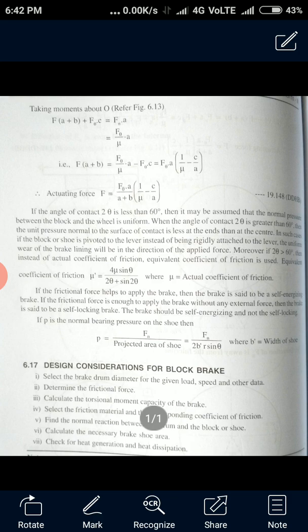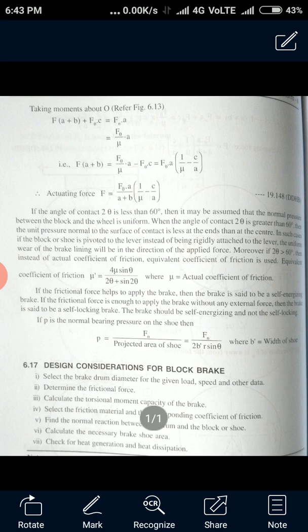So what you need to understand here, a couple of things you have to keep in mind. The first thing, you have to see the sketch very carefully and understand the parameters. What is A, what is B, what is C. A is the distance between the fulcrum and the center of the shoe. B is the distance between the center of the shoe and the force F applied. C is the distance between the tangential force F theta and the fulcrum.